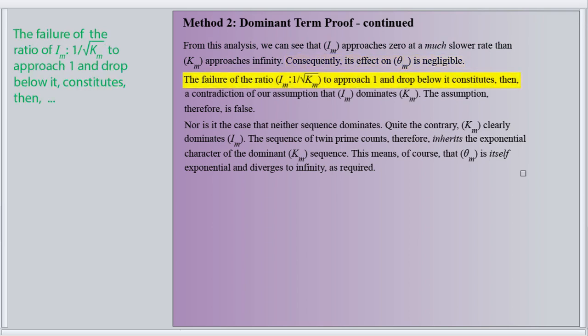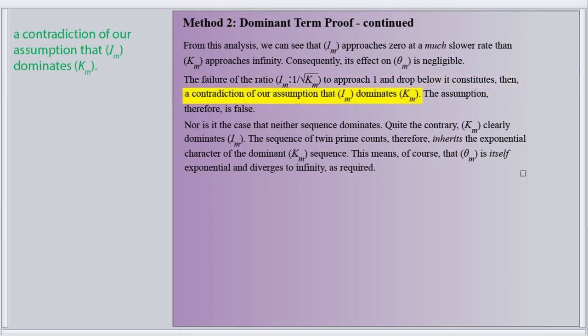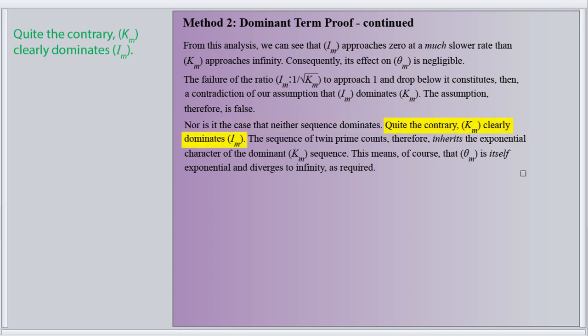The failure of the ratio of I to 1 over the square root of k to approach 1 and drop below it constitutes, then, a contradiction of our assumption that I dominates k. The assumption, therefore, is false. Nor is it the case that neither sequence dominates. Quite the contrary. K clearly dominates I.